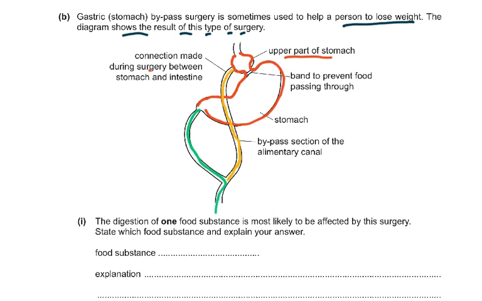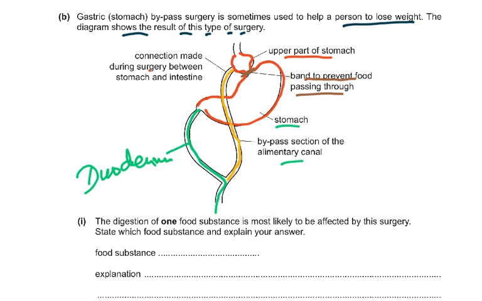This would continue like this, so this would be the duodenum. Now sort of visualize it, talk to yourself about it, just like what I'm doing for you. Then there is the stomach, which they've shown. This is the bypass section of the alimentary canal, and the upper part of the stomach. And then they've shown a band, here, to prevent food passing through. They put a rubber band here between, so they put the upper part of the stomach slightly separate from the lower part of the stomach, and they put a little rubber band here.